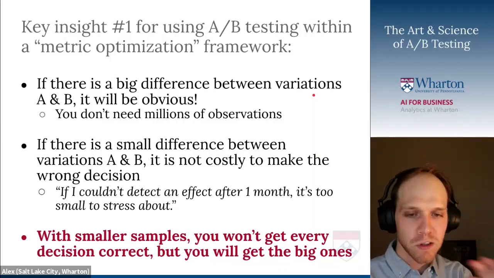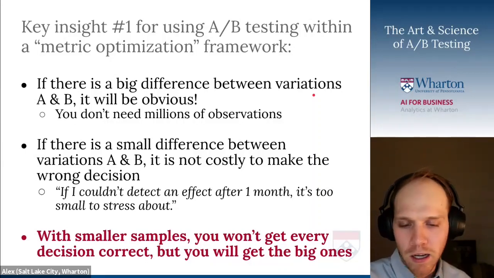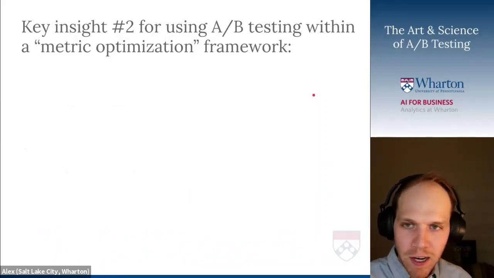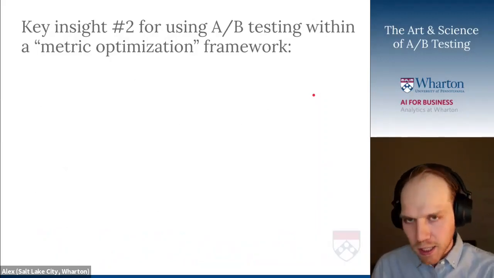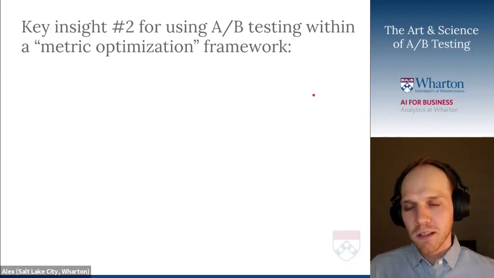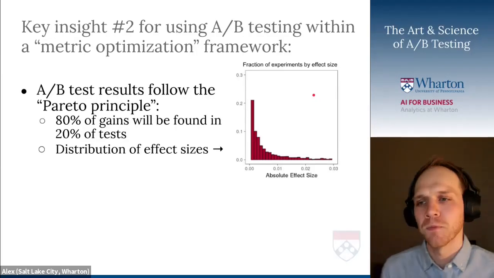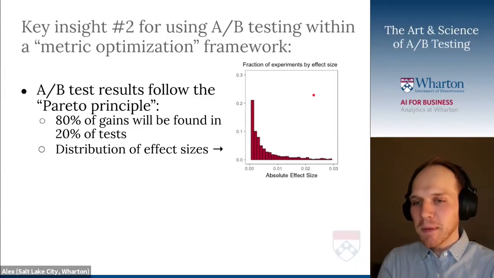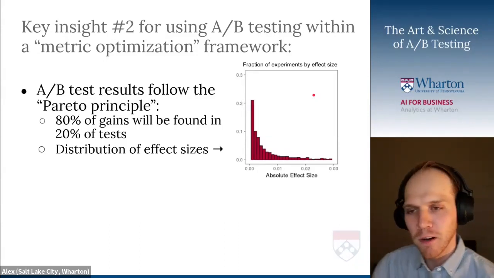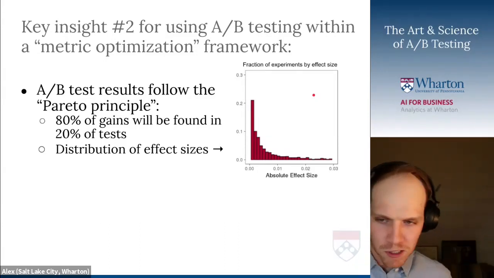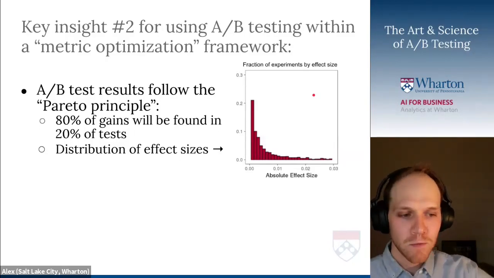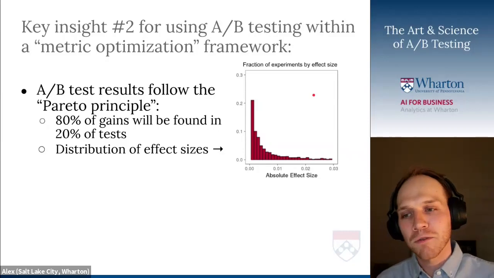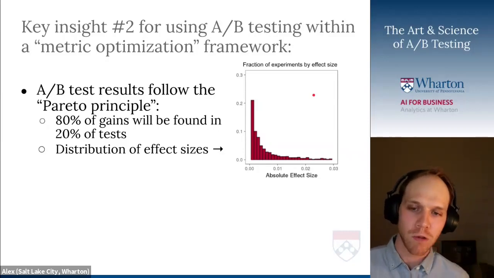The situations where there's truly a huge difference between the variations. Okay, so a related point, which I'm calling key insight number two within this optimization framework, is that the A/B test results essentially follow what's known as the Pareto principle, right? And this is that 80% of the gains you can observe from experimentation are going to come from 20% of the experiments that you run, right?